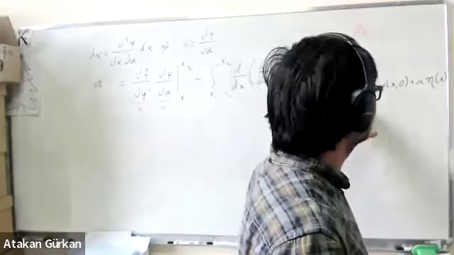Hocam, what does vanish at the endpoint? We set eta to be 0 at the starting point and endpoint, right? And the partial derivative of this with respect to alpha is just eta.